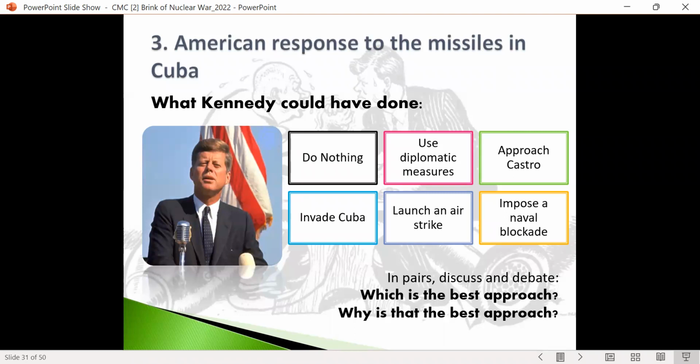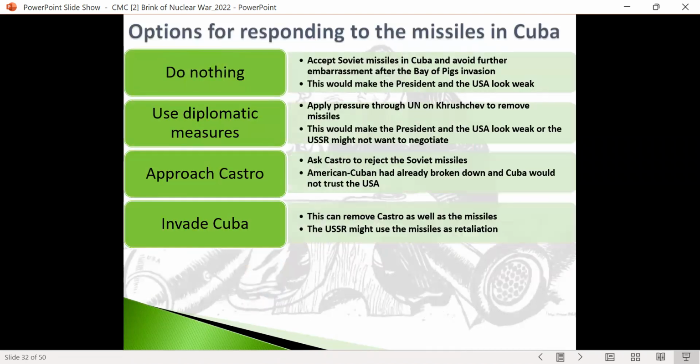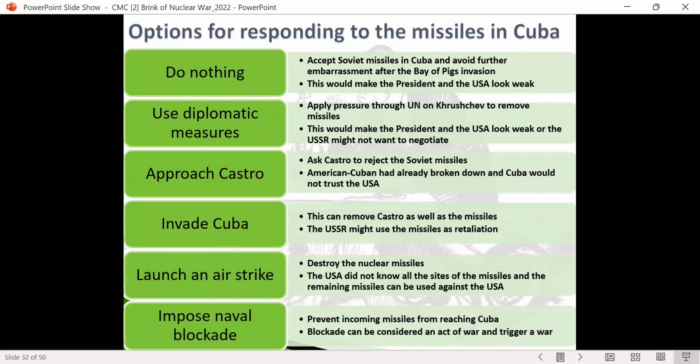That seems quite reasonable, right? Who's going to get first? Okay, so this is what I mean now. These are all the considerations.